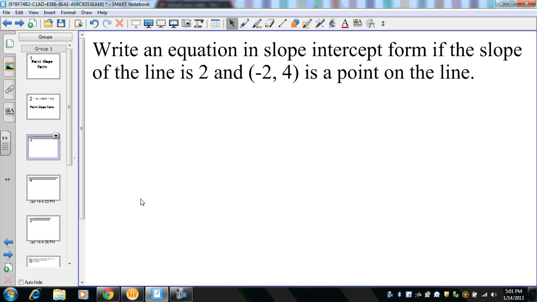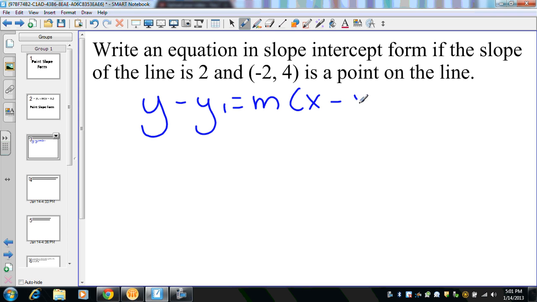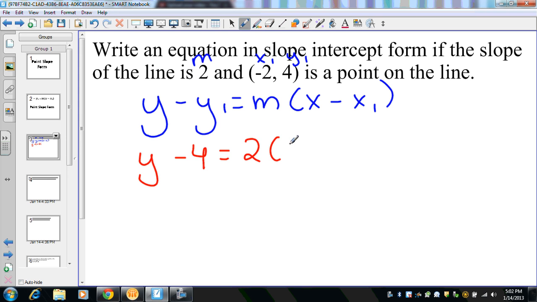So let's try this example. It says write an equation in slope-intercept form if the slope of the line is 2 and (-2, 4) is a point on the line. So we've got our formula. Remember, it's y minus y1 is equal to m times x minus x1. Okay, so I'm going to plug in, this is my slope, which is m, and this is going to be x1, and then this is y1. All right, so I've got y minus my y1, which is 4, is equal to my slope m, which is 2, times x minus x1, which is -2.